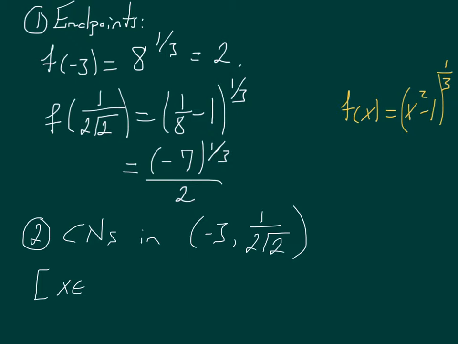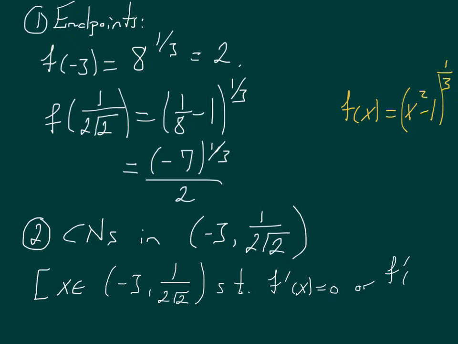In this case, we know that the interval we're looking at is contained in the domain of our function, so we can just write all x in the interval (-3, 1/(2√2)) such that either the derivative is 0 or the derivative does not exist. Squeeze that in there. So, okay, that's what we're looking for.